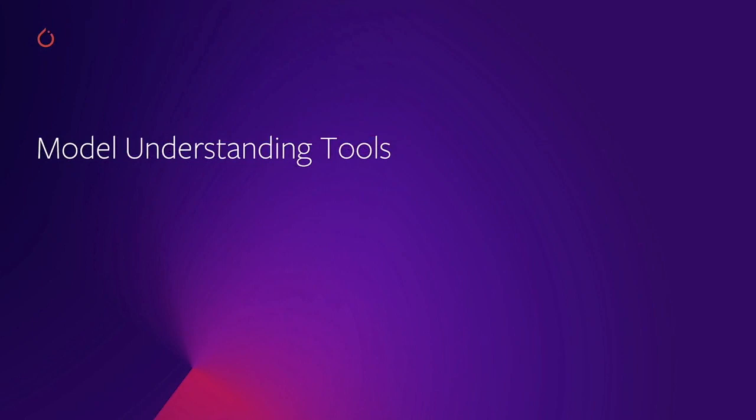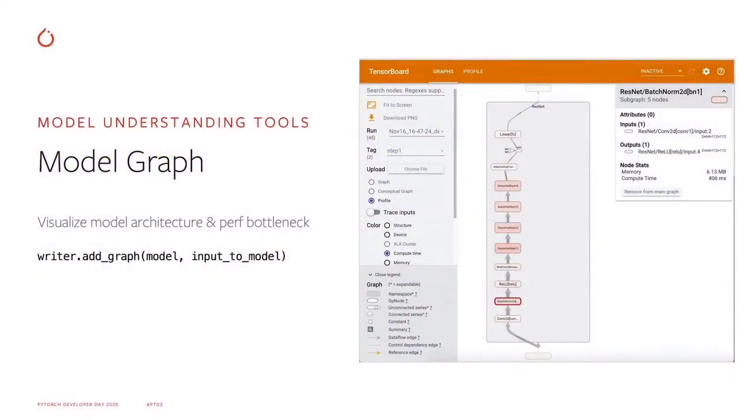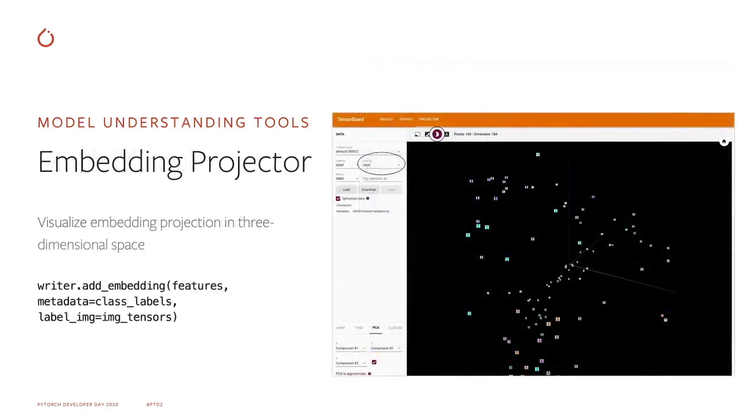The next section is about model understanding tools in Tensorboard. The graph plugin allows us to visualize the model architecture and identify performance bottlenecks. You just need to pass in a PyTorch model and the input tensor, and then the model graph will be generated automatically and logged to Tensorboard. The embedding projector plugin allows us to visualize the embedding values in a three-dimensional space.